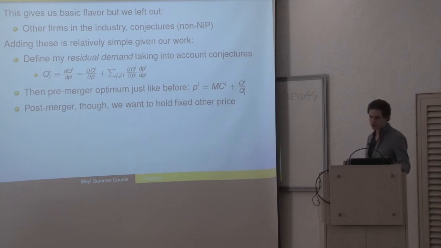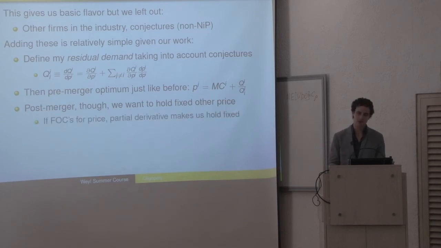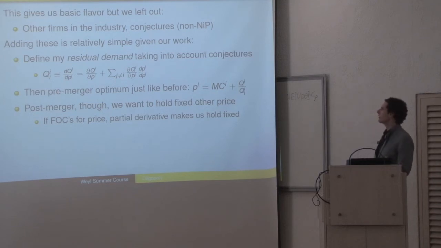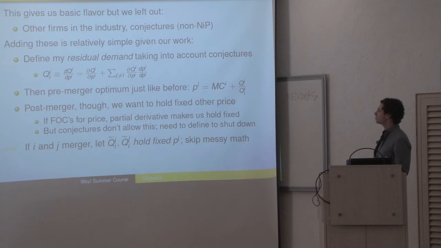After the merger, on the other hand, we want to hold fixed the price of the firm that I'm merging with, right? Because once I've merged, by the envelope theorem, I don't care whether that firm changes its prices or not, so I can hold them fixed, because I've chosen them optimally. So before I was taking into account a conjecture, but now I'm holding fixed the prices of the other firms, right? So, if firms I and J merge, we can define a notion of their derivative of their quantity with respect to the price, which holds fixed the price of the firm that I'm merging with.